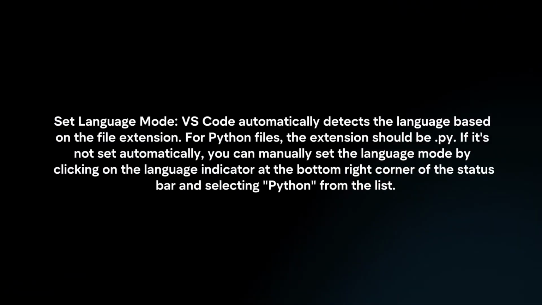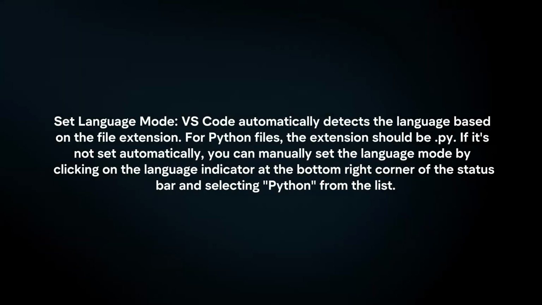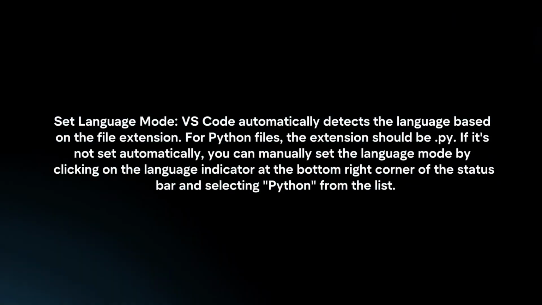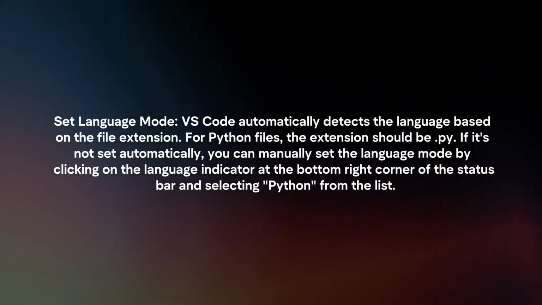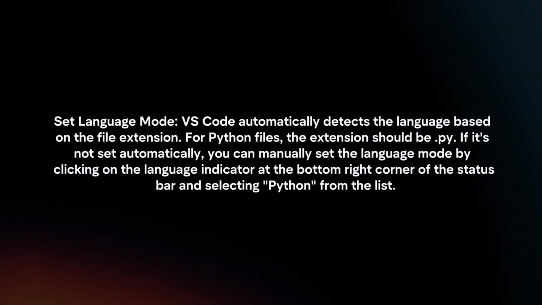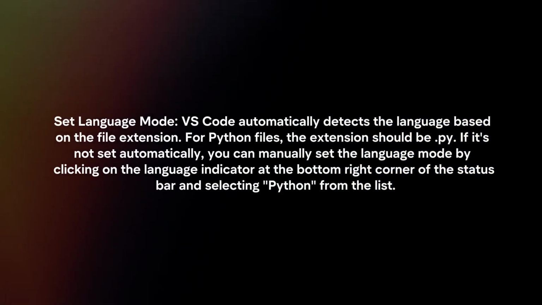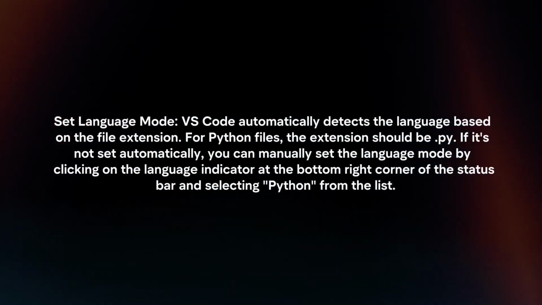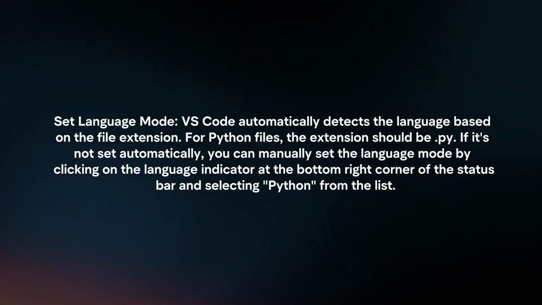Set language mode. VS Code automatically detects the language based on the file extension. For Python files, the extension should be .py. If it's not set automatically, you can manually set the language mode by clicking on the language indicator at the bottom right corner of the status bar and selecting Python from the list.